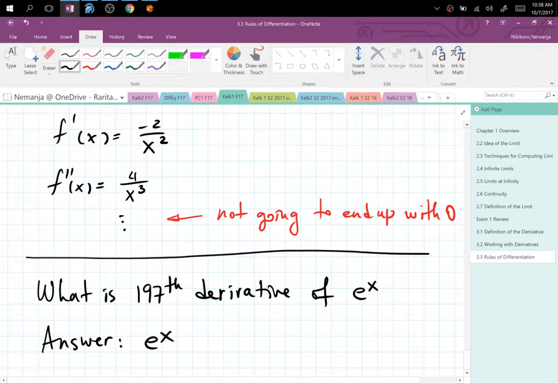You will also find that trig also never dies out. You will see that the derivative of sine is cosine, the derivative of cosine is negative sine, and they're going to oscillate like that between sine and cosine. So when I ask you what is the 197th derivative of sine, we're going to find a very cool way to figure things out. All right.